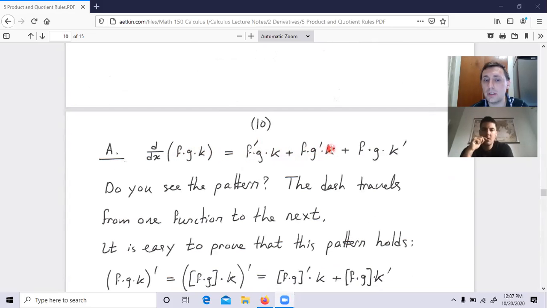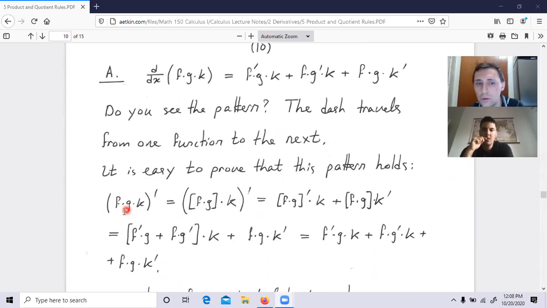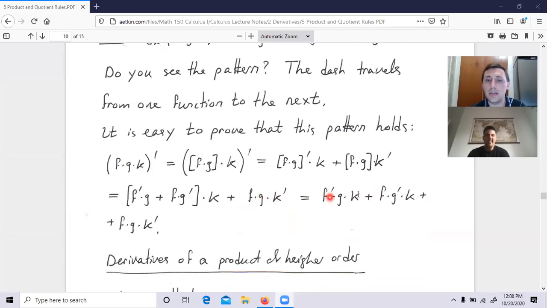That's the pattern. And it's very easy to verify if you know the product rule for two functions, because the derivative of f times g times k is like the derivative of the function f times g, times k. That means the derivative of f g times k, plus f g times k prime. And then the derivative of f g is f prime g plus f g prime, times k, plus f g k prime. When I simplify, it gets us to f prime g k plus f g prime k plus f g k prime.